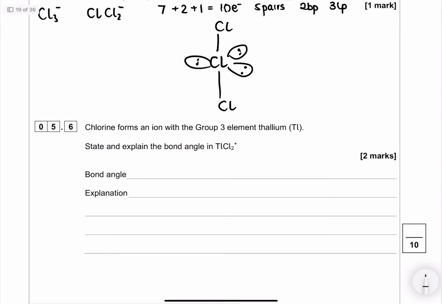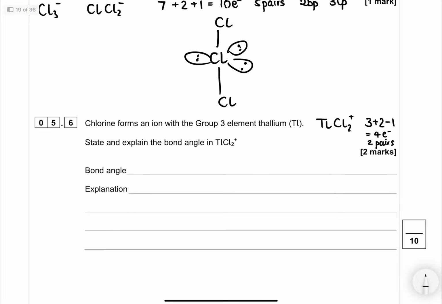Chlorine forms an ion with the group 3 element thallium. State and explain the bond angle in this. So if that's in group 3 and we've got 2 extra things added, and then a -1 because a plus charge means we've lost an electron, 3 add 2, take away 1 is 4 electrons, or 2 pairs. 2 pairs and 2 things to attach is 2 bond pairs. So I've got 2 bond pairs and 0 lone pairs.